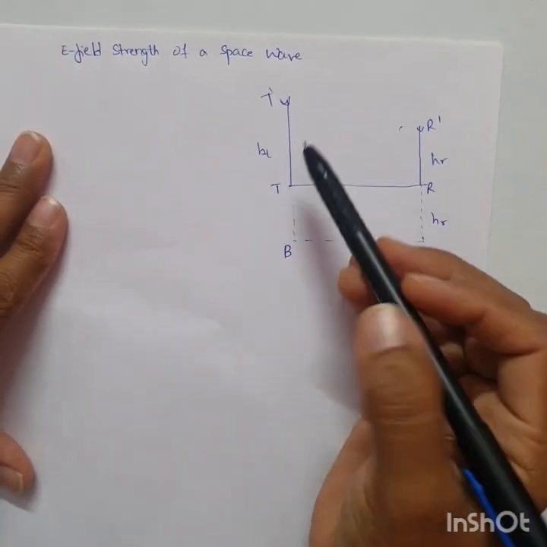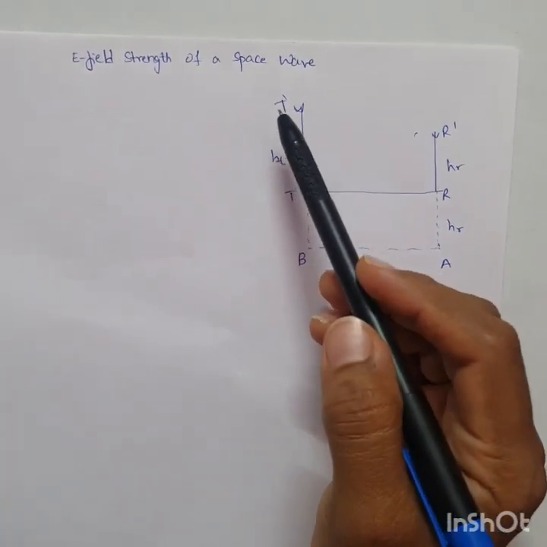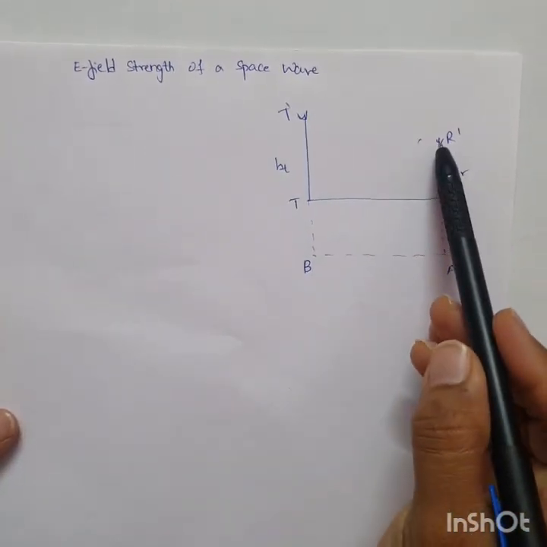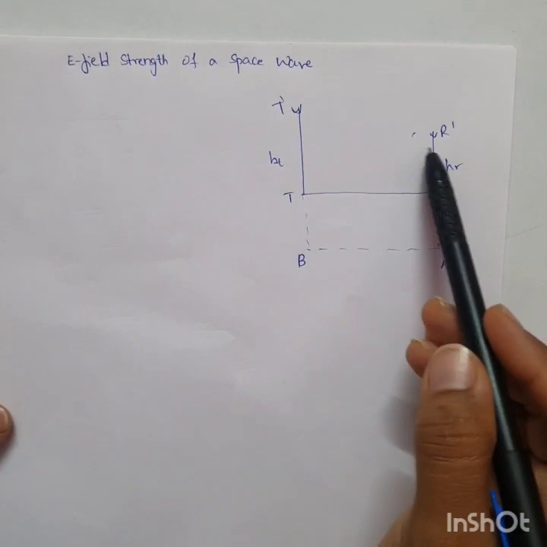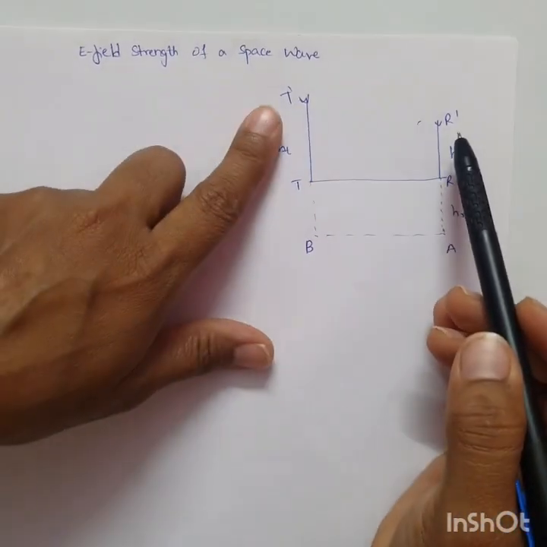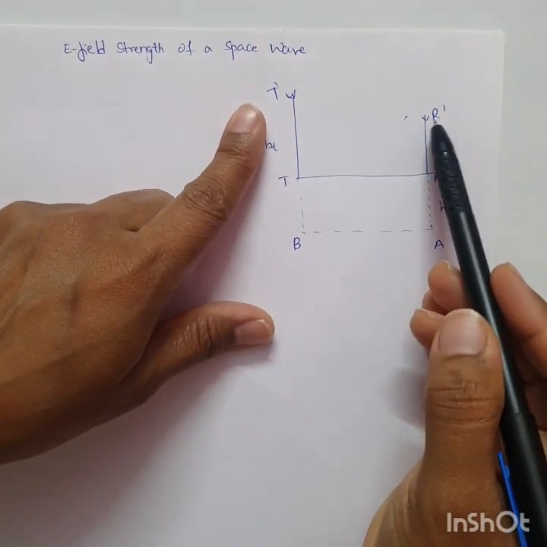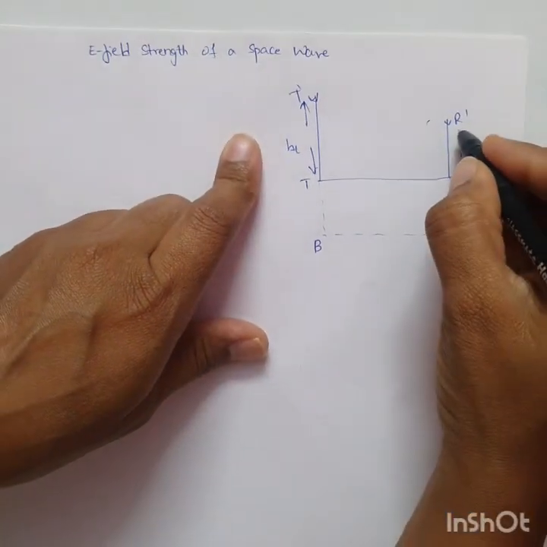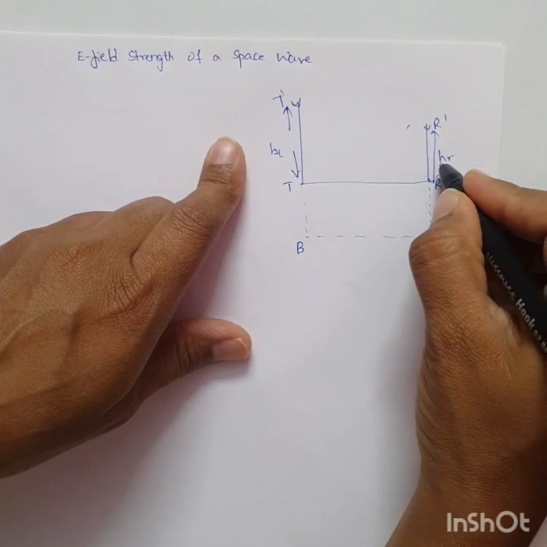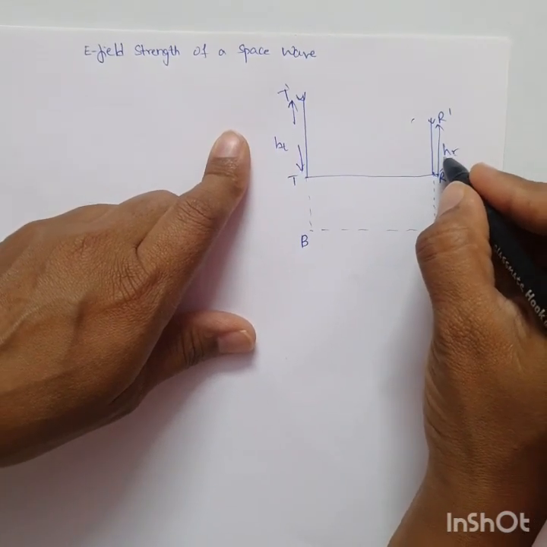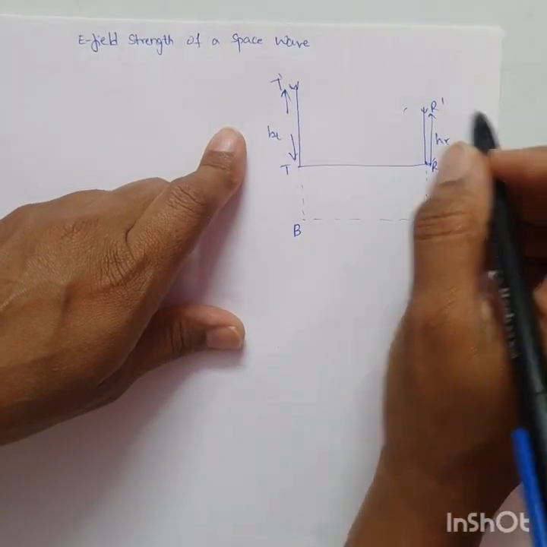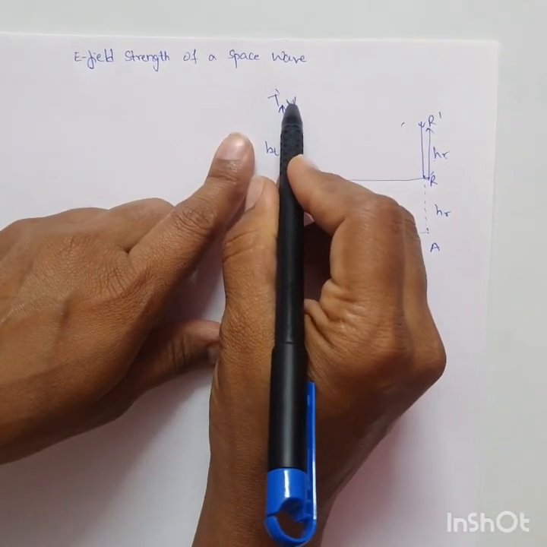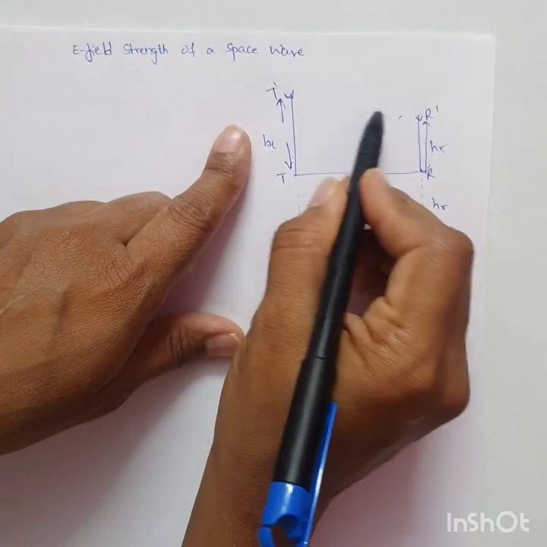In this video, we are going to calculate the electric field strength of the space wave which is received by the receiving antenna. For this we are taking two antennas: one is the transmitting antenna and the other is the receiving antenna. This is the height of the transmitting antenna, and this is the height of the receiving antenna, HT and HR.